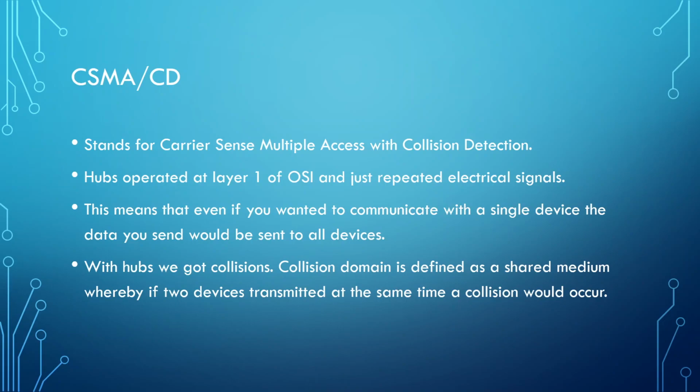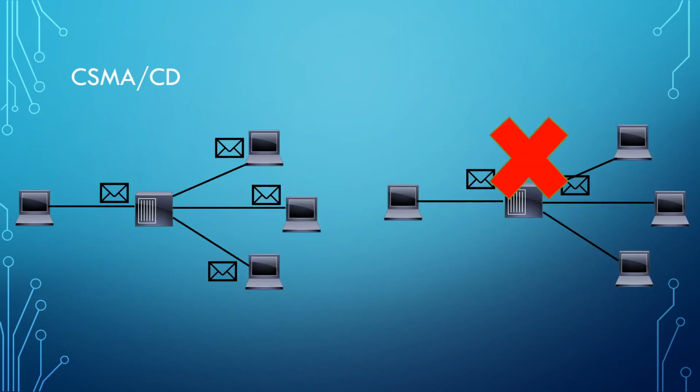Again, that's a security risk, but we're also using up unnecessary amounts of bandwidth to actually send and receive data. And with hubs, we've got something called collisions. So before we talk about collisions, let's have a look at what a collision domain is. A collision domain is defined as a shared medium, whereby if 2 devices transmitted at the same time, a collision would occur. So let's look at it in a practical sense. To be fair, it always makes sense for collisions if I use pictures.